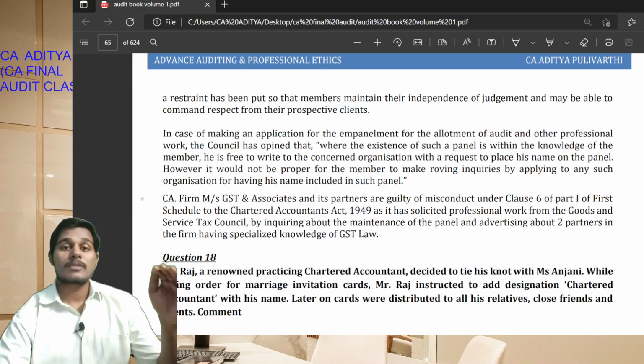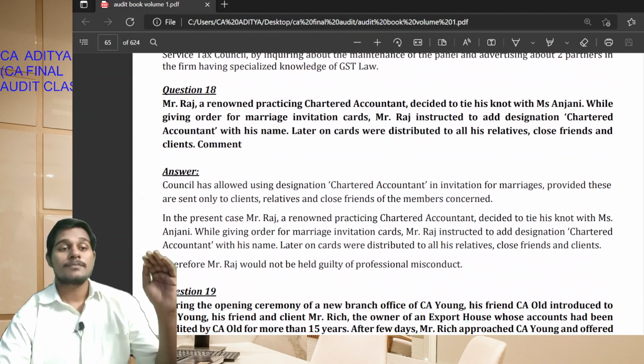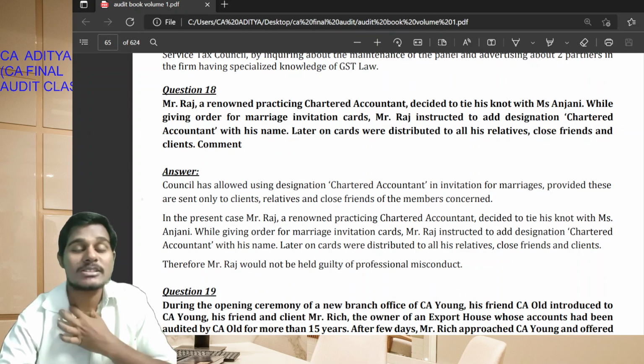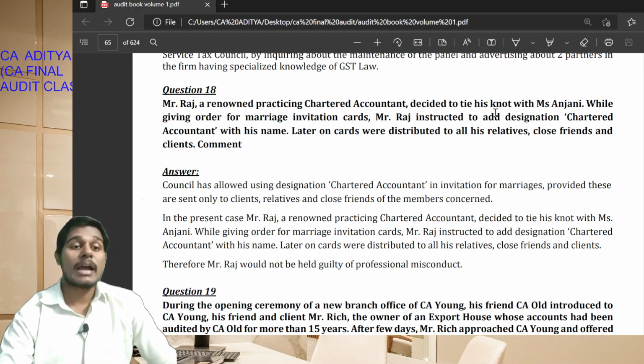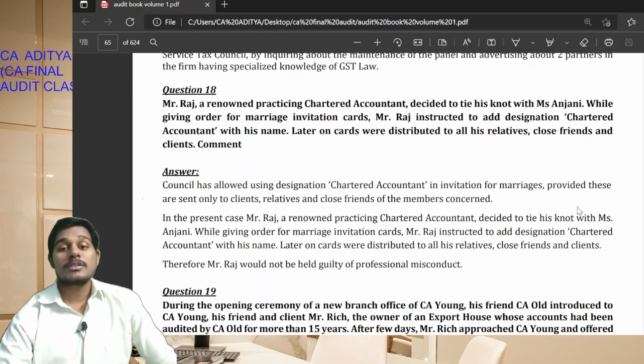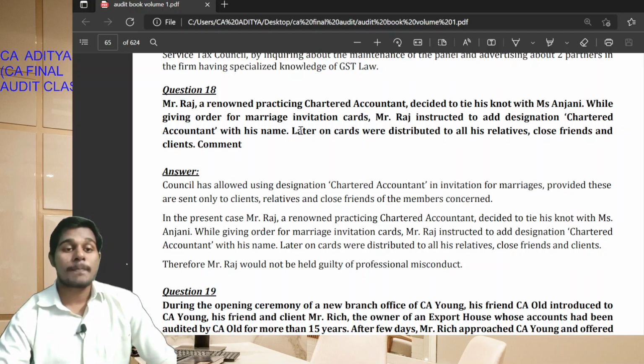Clause 6 of part 1 of first schedule to the Chartered Accountants Act, there will be professional misconduct. Mr. Raj, a renowned practicing chartered accountant, decided to tie the knot with Mr. Anjan. While giving the order for the marriage invitation, Mr. Raj instructed to add "chartered accountant" with his name.